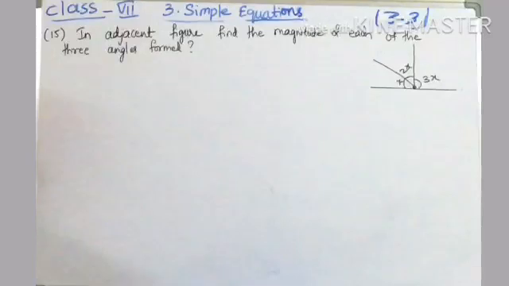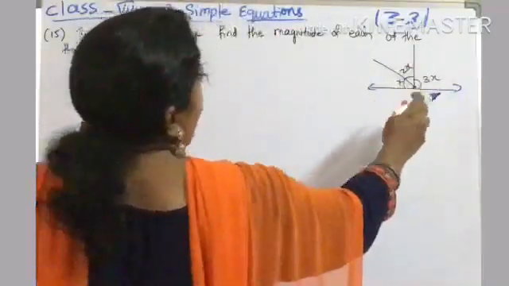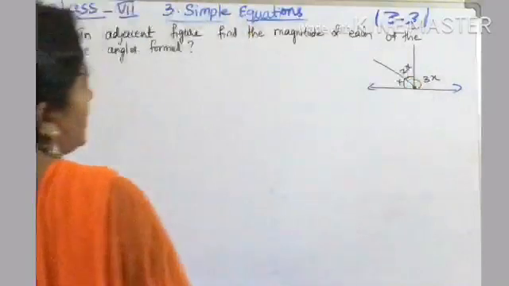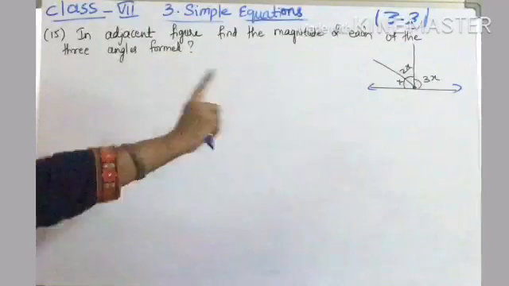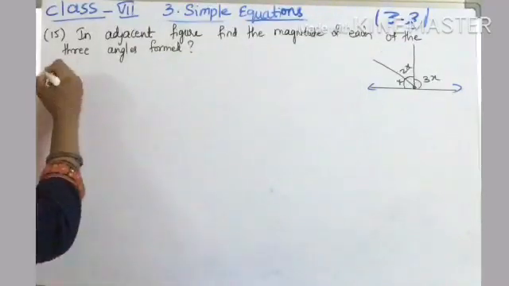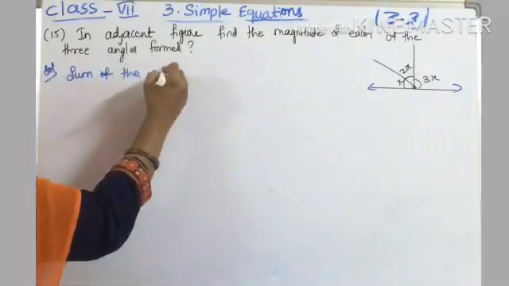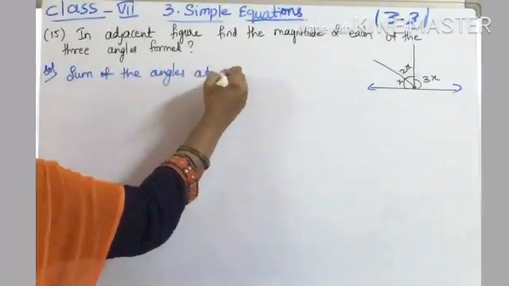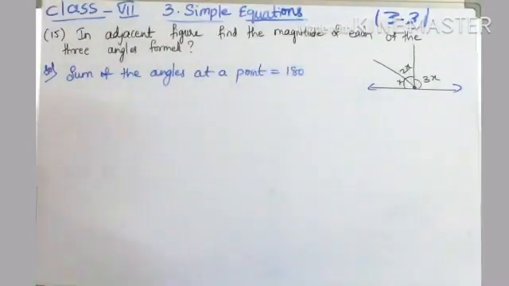Next, the 15th one. In the adjacent figure, find the magnitude of each of the three angles formed. Magnitude here means angle, okay? Here they gave a figure, and this is a straight line divided into three parts. One angle is 3x, another is 2x and the other is x. Here you know, the sum of the angles at a point on the line is 180 degrees, right? So the sum of the angles at a point equals 180 degrees.